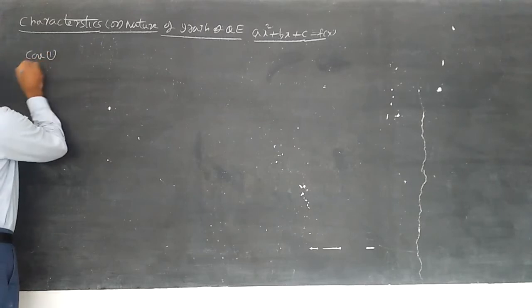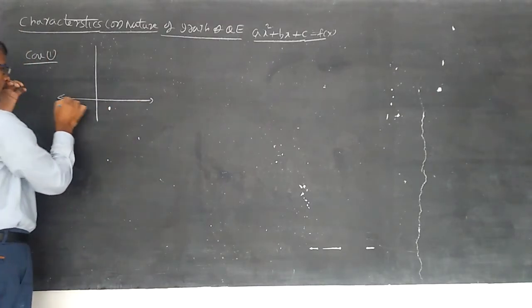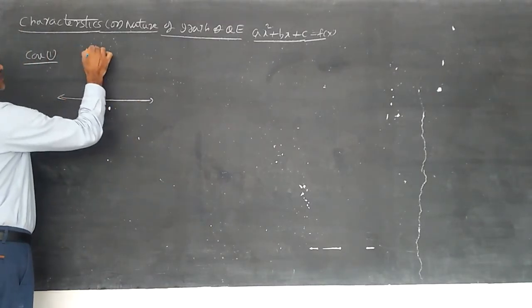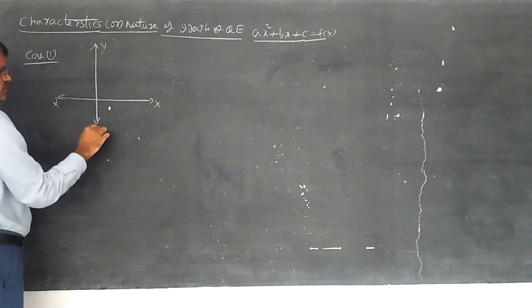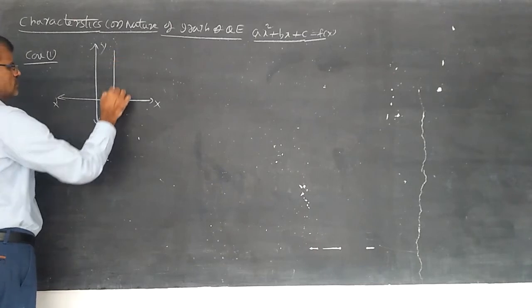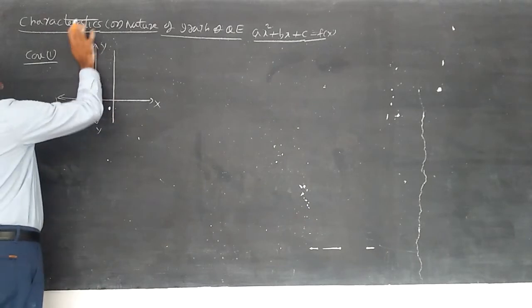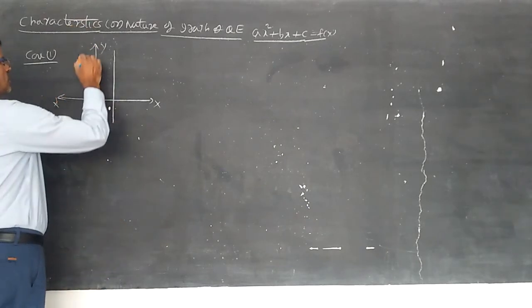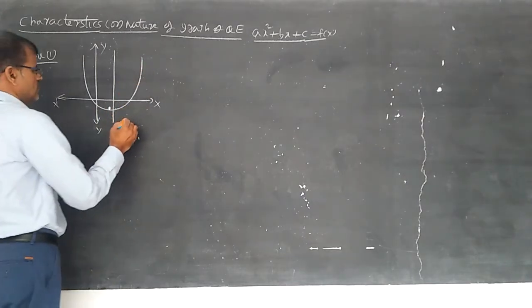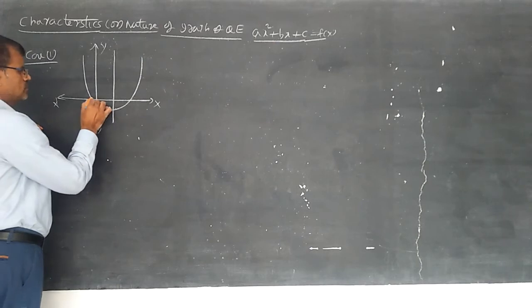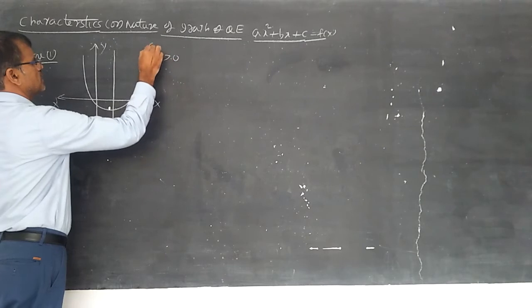Case 1, I am writing. Draw like this. This is the y axis, this is the x axis, this is the x dash line, this is y. Like this you can write. This is the value. Here I am writing delta greater than 0, a greater than 0.